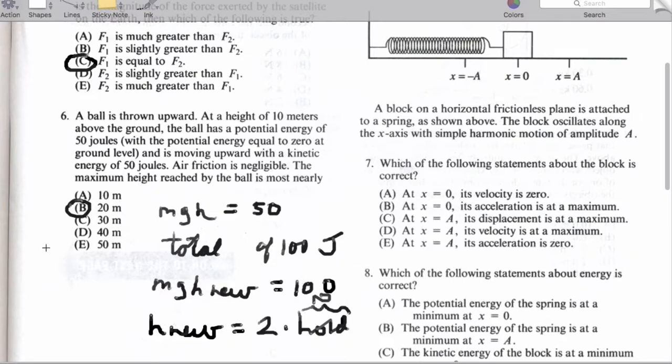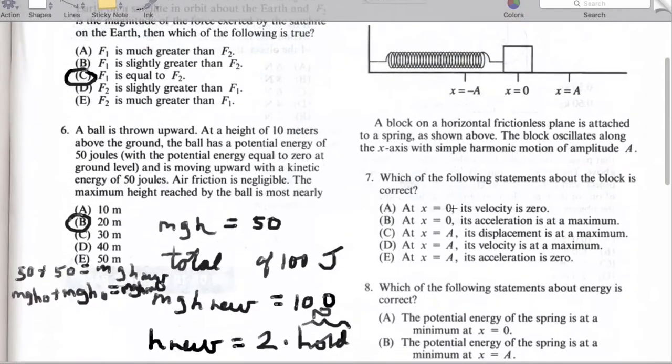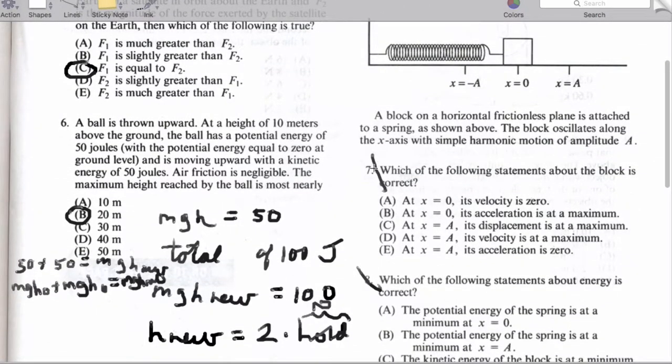Another way to do this is I could just say 50 plus 50 equals mgh new. And I could be clear on the fact that mgh old is 50. So I have mgh old plus mgh old equals mgh new, and cancel that way. There's a lot of ways to do this problem, but the height's 20. Okay. Now we're going to skip 7 and 8. We'll do that when we get back from Thanksgiving.